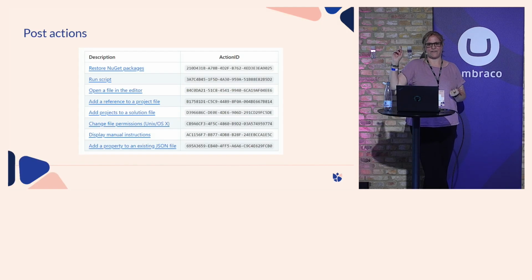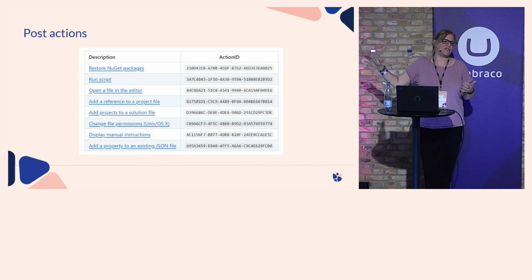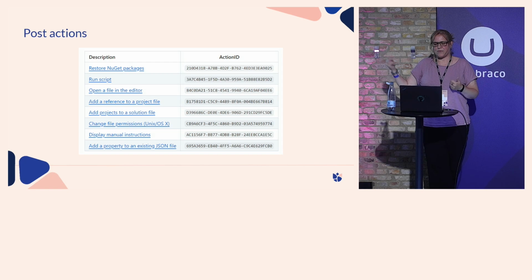This is the list of post actions, possibly the least user-friendly thing you're going to do, because you have to go to the docs and find the GUID relating to the post action. But these are the ones that are supported at the moment. You can restore NuGet packages, you can run a script. We've done the bottom one of adding a property to the existing JSON file.